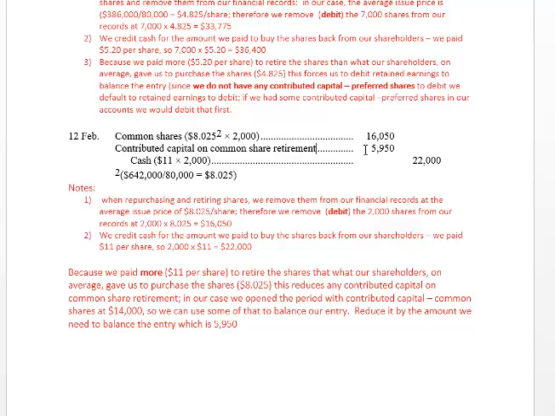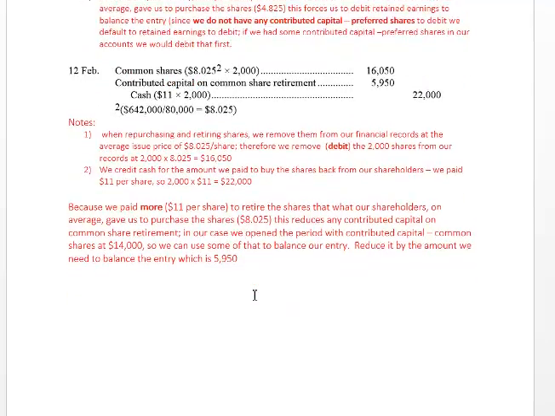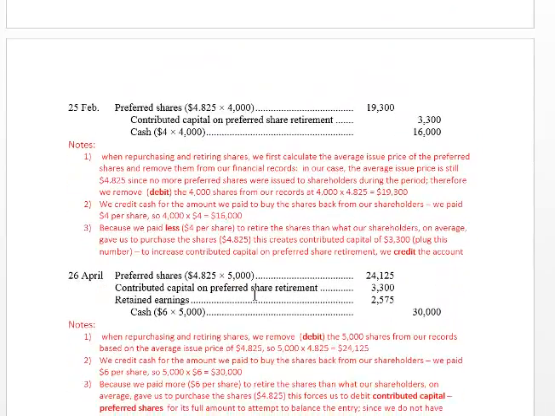But we don't have that situation. We have more than enough in contributed capital on common share retirement. And again, because we are debiting, or retiring, common shares, we would use up any contributed capital in the common share retirement account first before we need to go to retained earnings. In this case, we didn't go to retained earnings because we had more than enough to debit the contributed capital on the common share retirement. We had 14,000 in it, but we only needed to use up 59.50 of it. So we're good there.